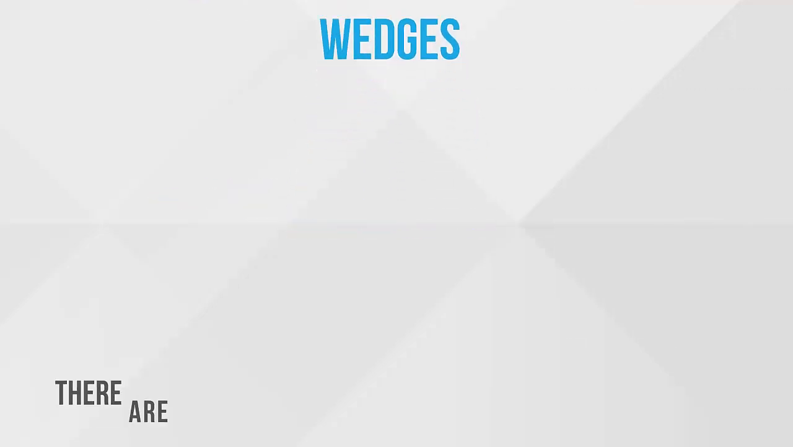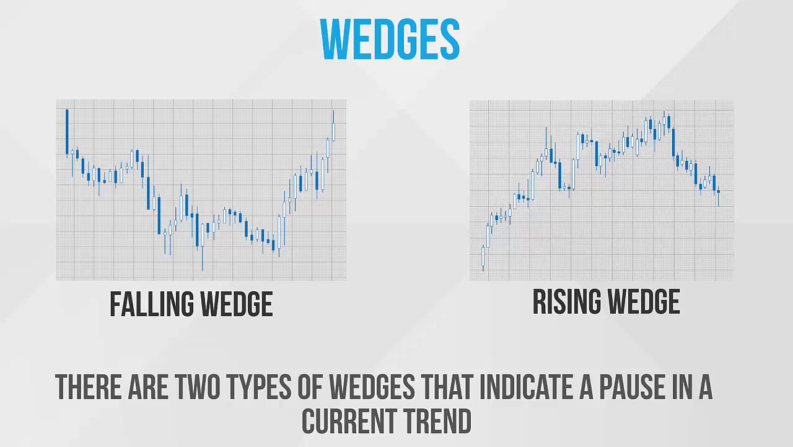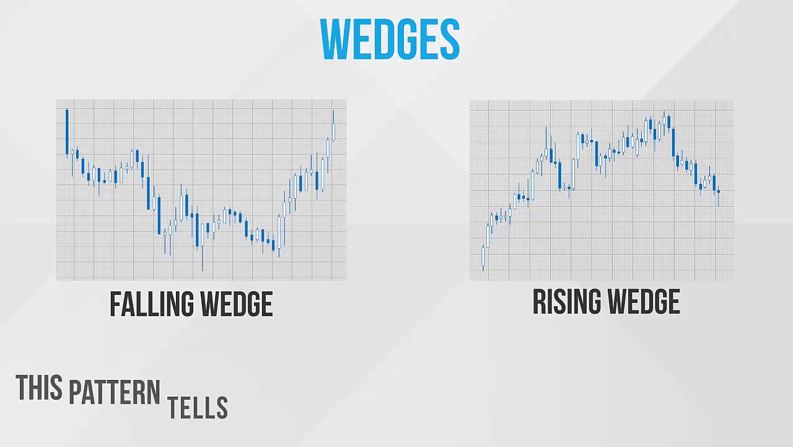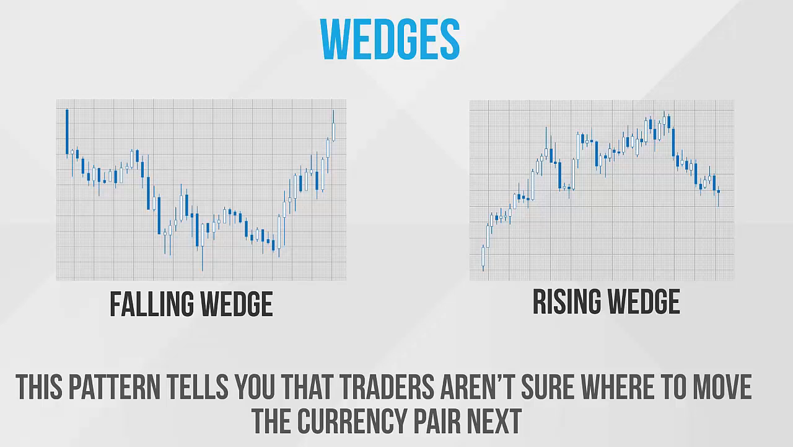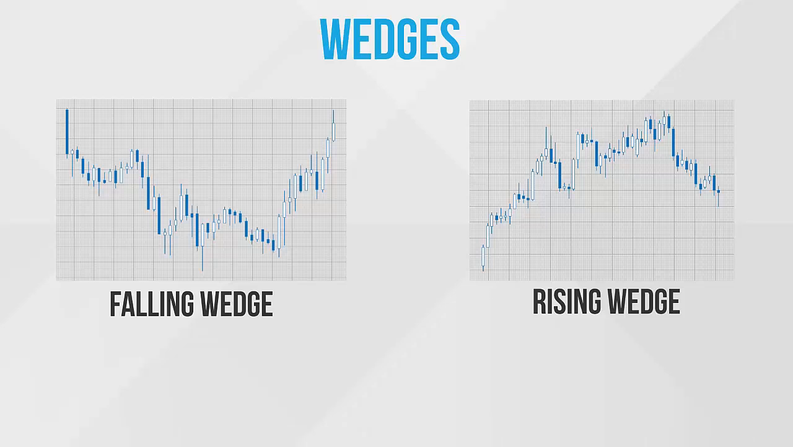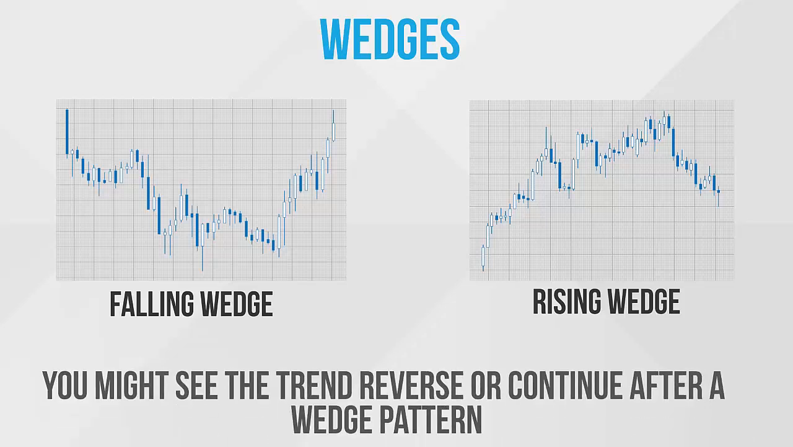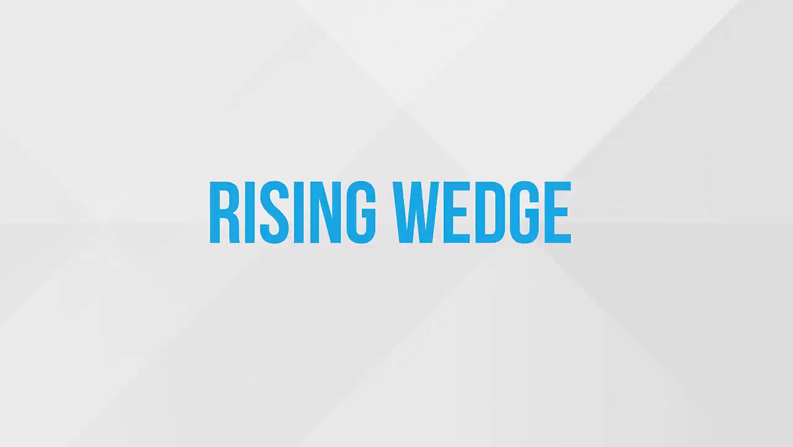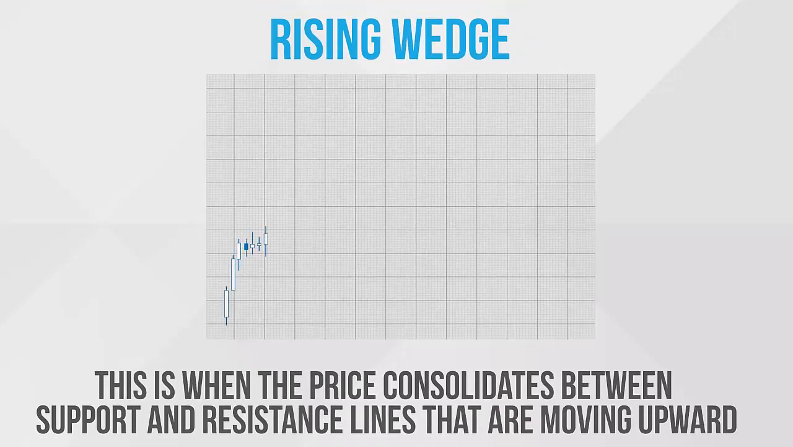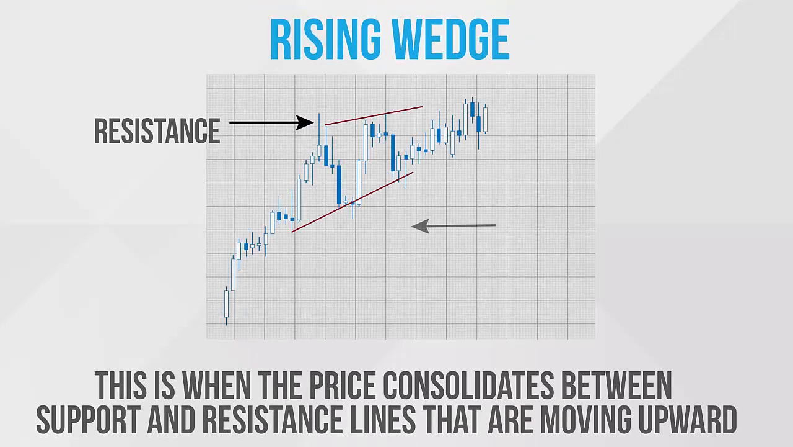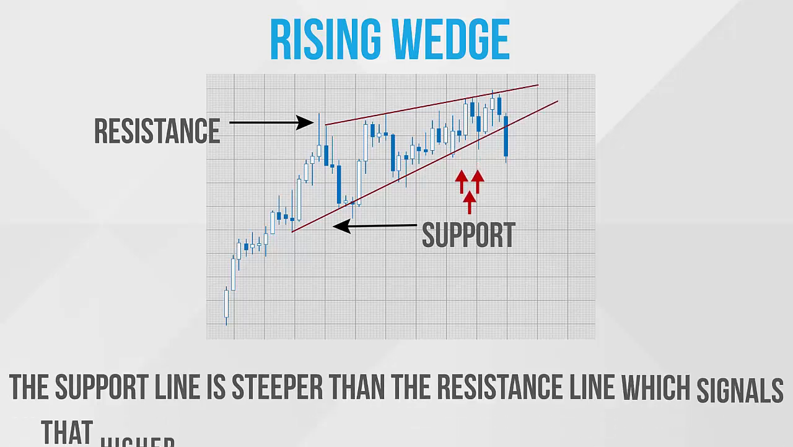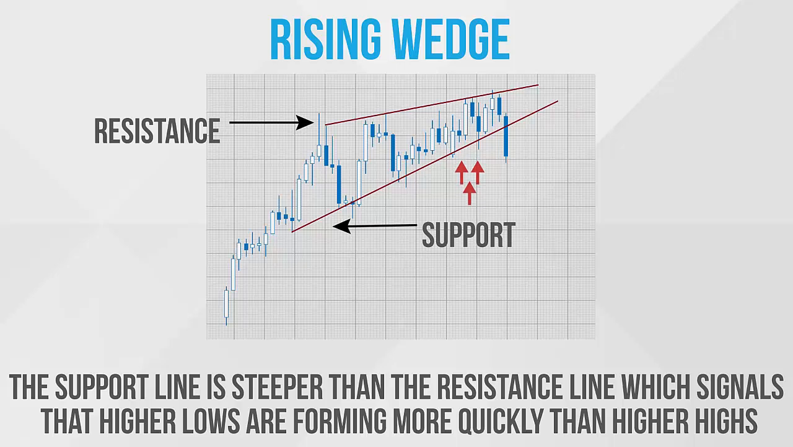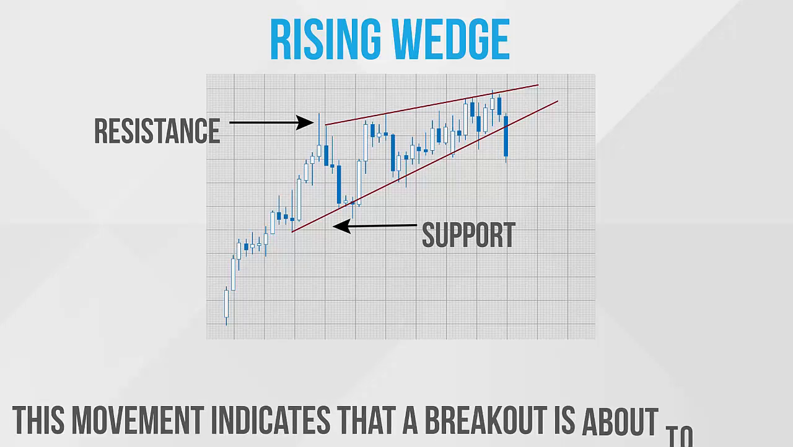Wedges. There are 2 types of wedges that indicate a pause in a current trend. This pattern tells you that traders aren't sure where to move the currency pair next. You might see the trend reverse or continue after a wedge pattern. The first type of wedge pattern is called a rising wedge. This is when the price consolidates between support and resistance lines that are moving upward. The support line is steeper than the resistance line, which signals that the higher lows are forming more quickly than the higher highs. This movement indicates that a breakout is about to occur.